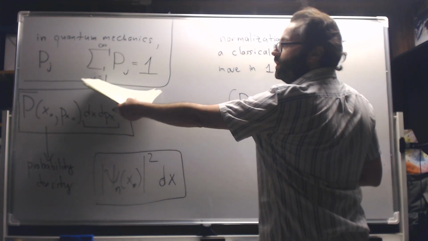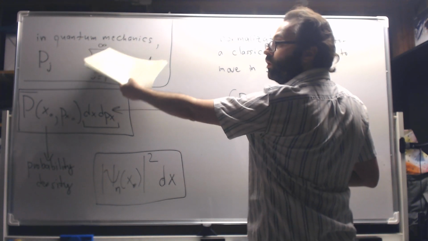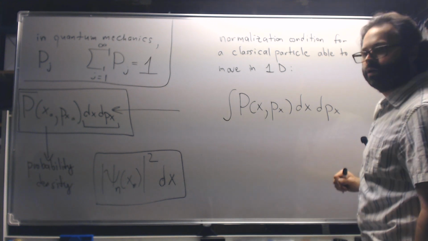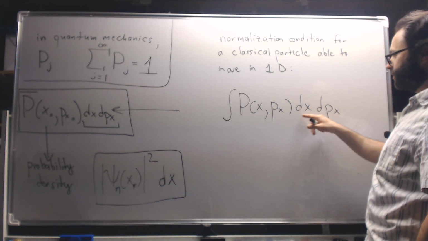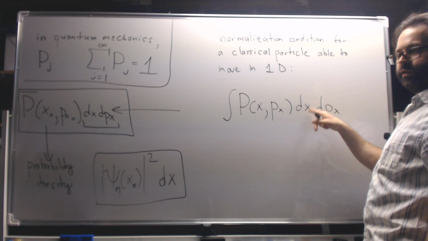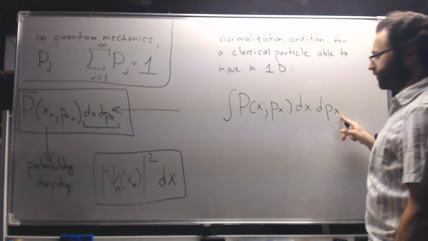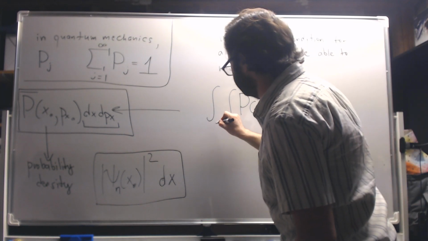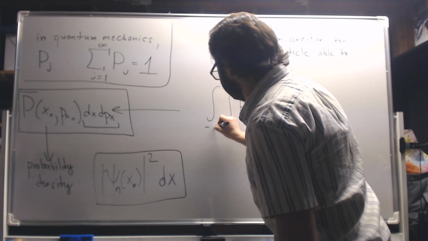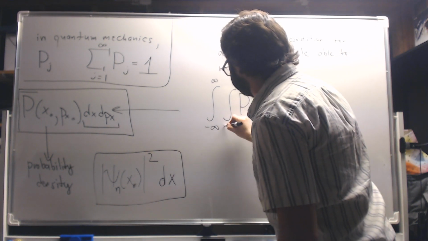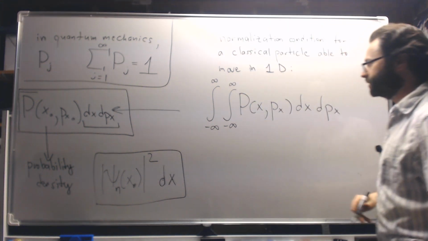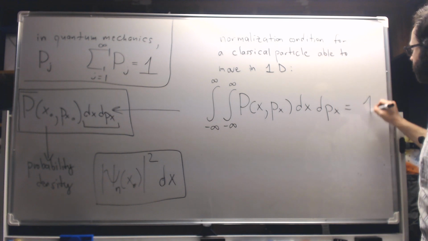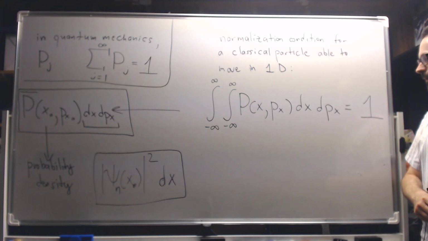Now remember, in the quantum mechanical version, the sum was over all possible states of the system. Here, we don't have a sum, we have an integral over all possible states of the system. All possible states will usually be x from minus infinity to infinity, and px from minus infinity to infinity. And so I should have two integrals here. All possible values of position, all possible values of momentum. This quantity is going to be equal to 1. That's the normalization condition.